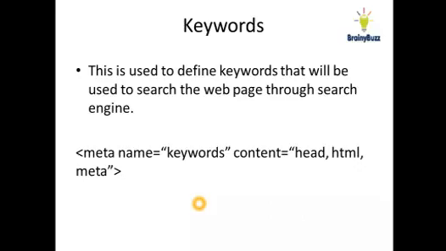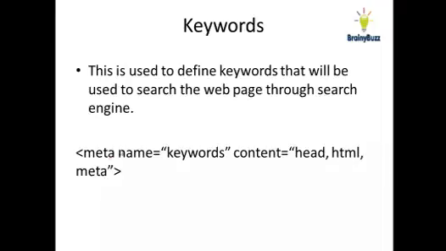So first of all we'll study the keywords. Keywords are basically the words that are used to search your web page. Whenever you want to search for a web page, you use Google or Bing. Supposing you want to search for HTML, what do you type? You type HTML over there, or you type head, body, like that. So whatever keywords you want to give in Google so that you want your web page to be found, you can give them over here.